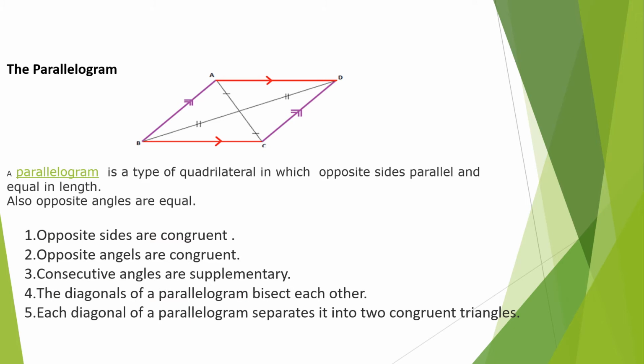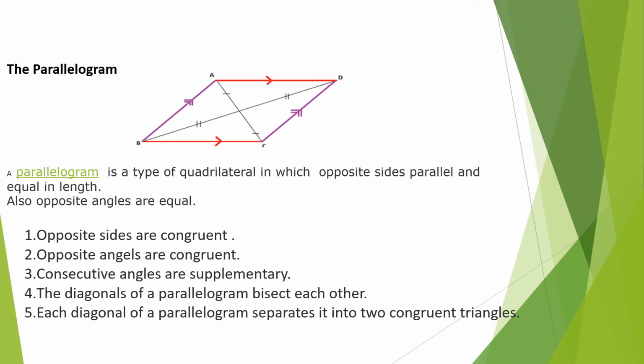Then consecutive angles are supplementary. Consecutive means we can also consider it as adjacent. The adjacent angles are supplementary. That means if we add any two adjacent angles, the sum is equal to 180 degree. So the consecutive angles are supplementary. Supplementary means the sum is equal to 180 degree.